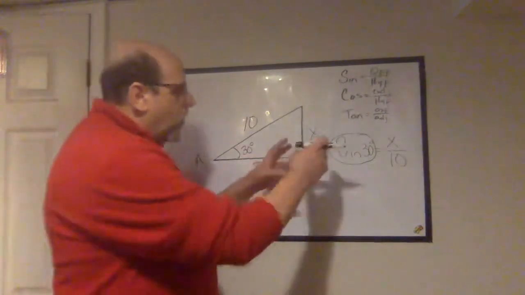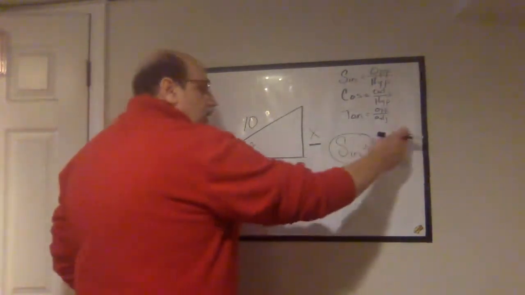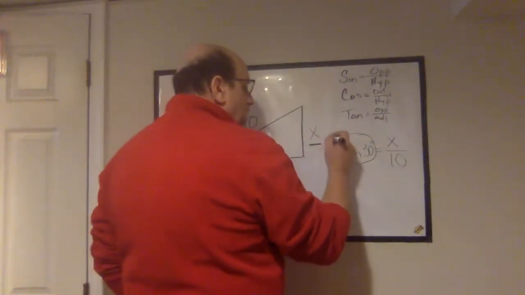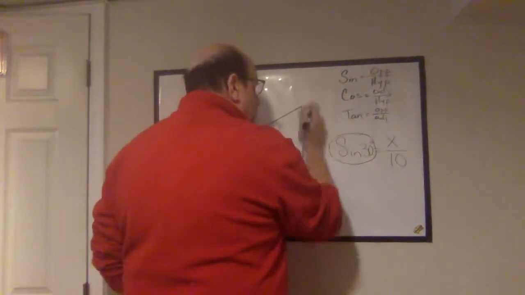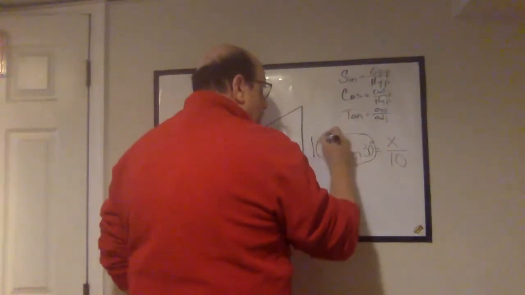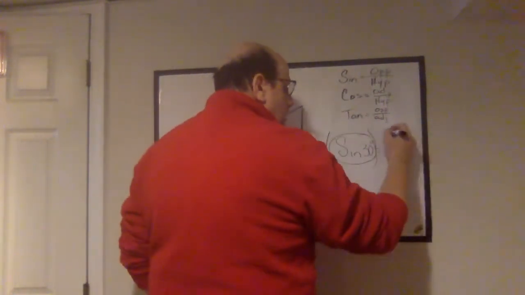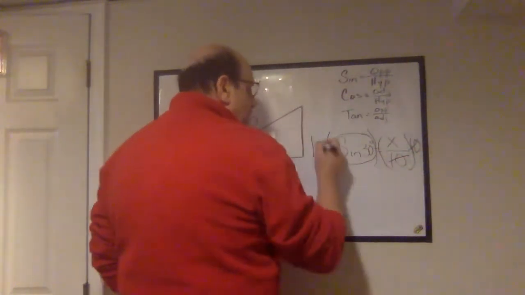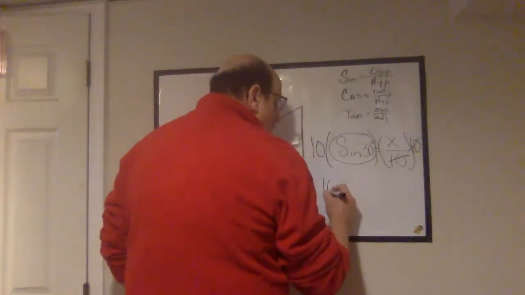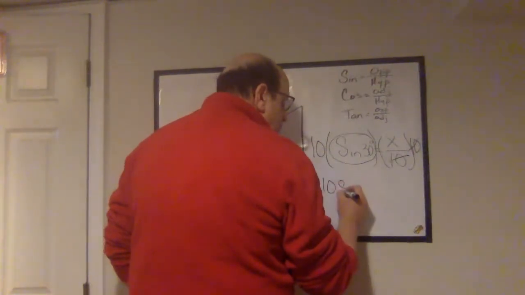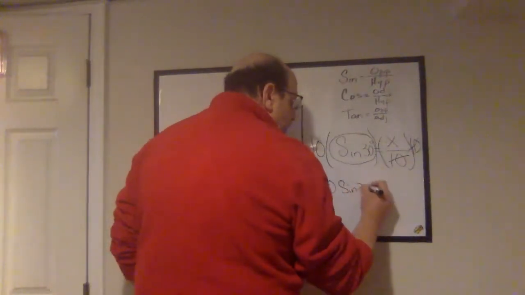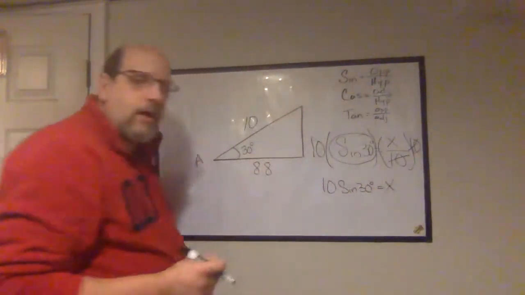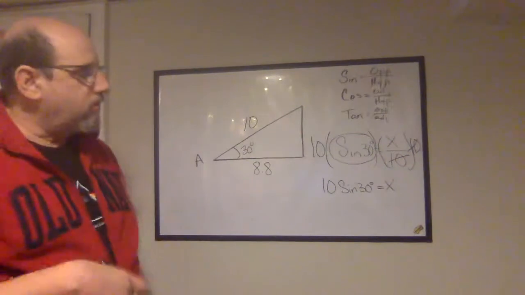So this is a whole quantity, and x is being divided by 10. If we multiply both sides by that 10, and I'm going to move this just so I can do that, and multiply this side by 10, that cancels that out. And so all we have is 10 times the sine of 30 equals our unknown side.